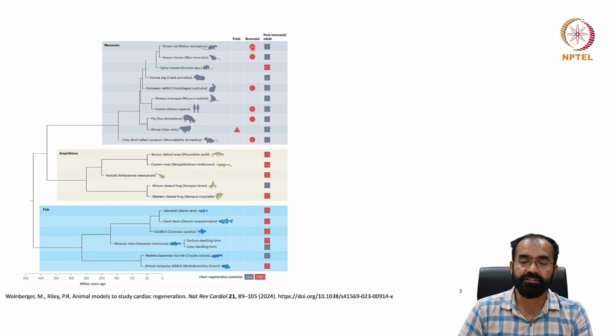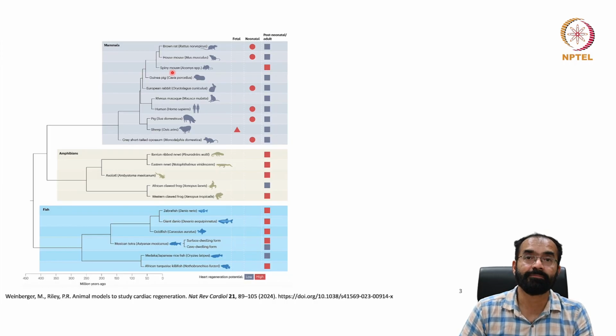Whereas in all these species which have excellent regenerative capability, in the adult phase, which you see as a blue mark, that means it does not have excellent regenerative ability, rather it has a very minimal or nil regenerative ability when it comes to the adult.